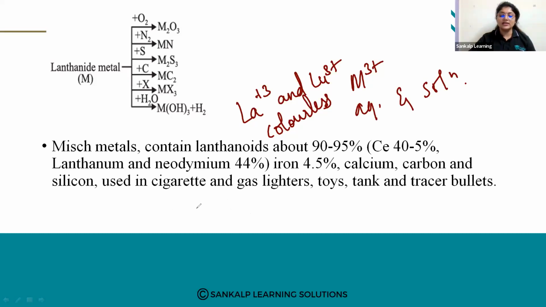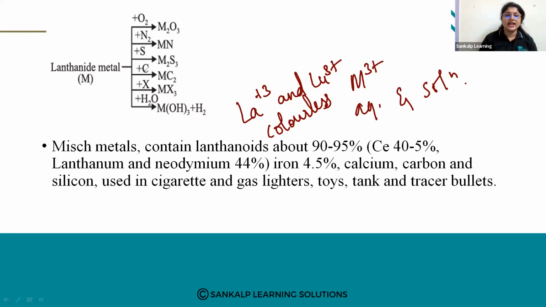Then the next point: the lanthanoid ions other than La+3 and Ce+4, the elements having +4 oxidation state, while the others all are paramagnetic in nature. So these are all paramagnetic in nature.